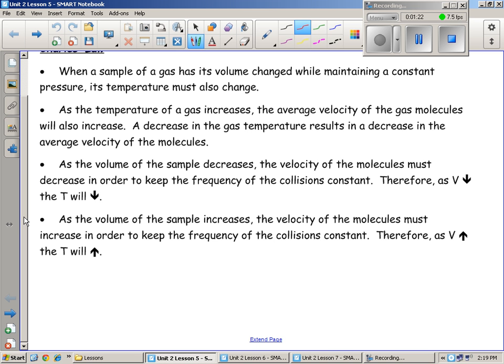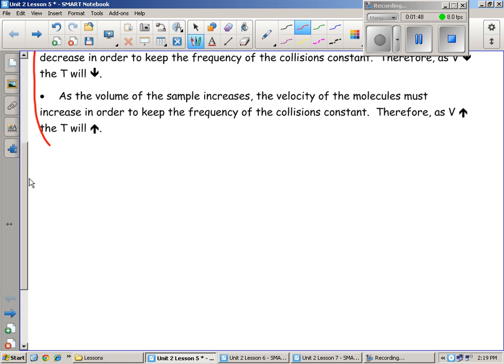Here's Charles' law. This is what you need to know. Okay? As the volume of the sample decreases, the velocity of the molecules has to decrease as well in order to keep the frequency of collisions constant. Therefore, as volume goes down, temperature goes down. If the volume of the sample increases, we need to increase the speed of the molecules. The temperature has to go up to keep the pressure the same. Look, okay? Here's 2 cylinders. Basically, the relationship is the volume goes down, the temperature has to go down. If the pressure remains constant, if the volume goes up, the temperature has to go up, okay, to keep the same pressure.